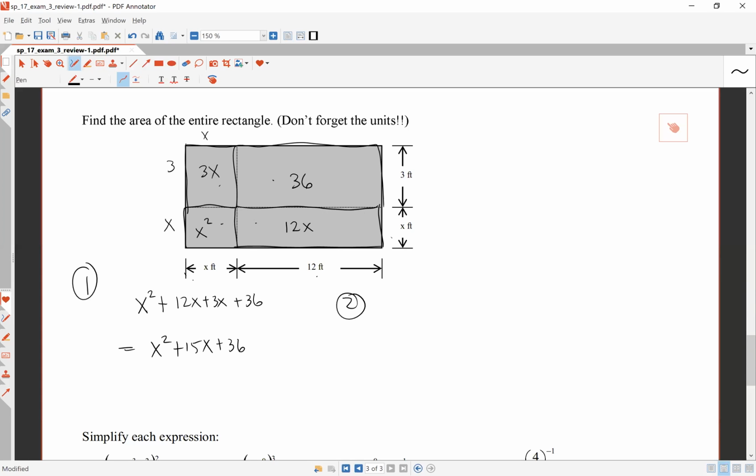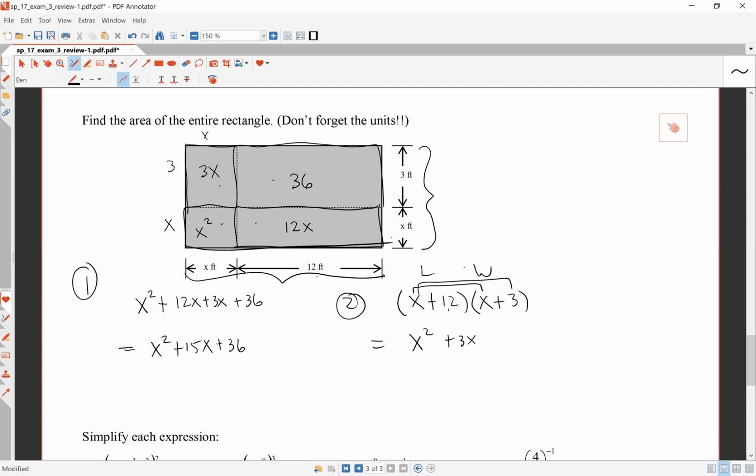The other way to do it is to recognize that this full rectangle has dimensions of x plus 12 by x plus 3. And so when we do length times width, or area is length times width, we FOIL this out. X times x is x squared. X times 3 is 3x. And 12 times x is 12x. And 12 times 3 is 36. So we have the exact same expression now, which leaves us with the exact same answer, x squared plus 15x plus 36.